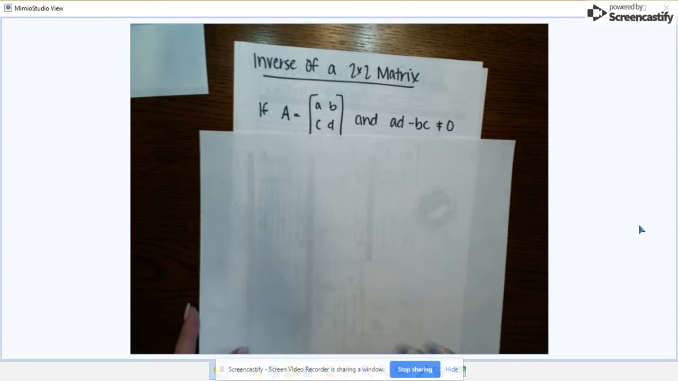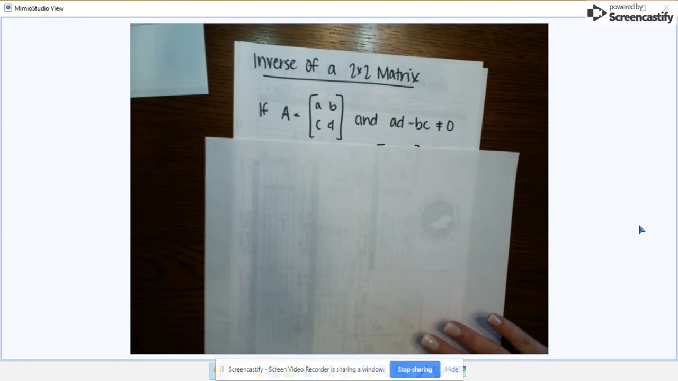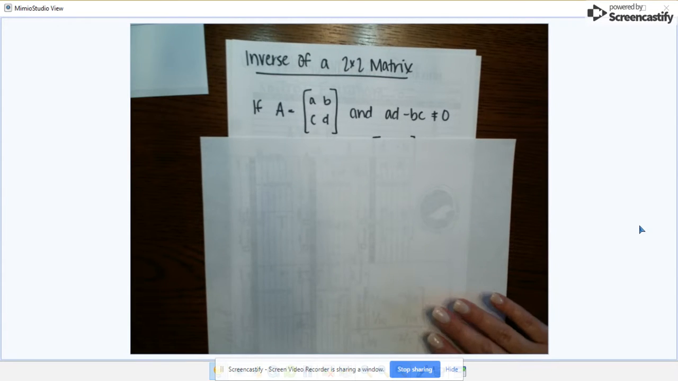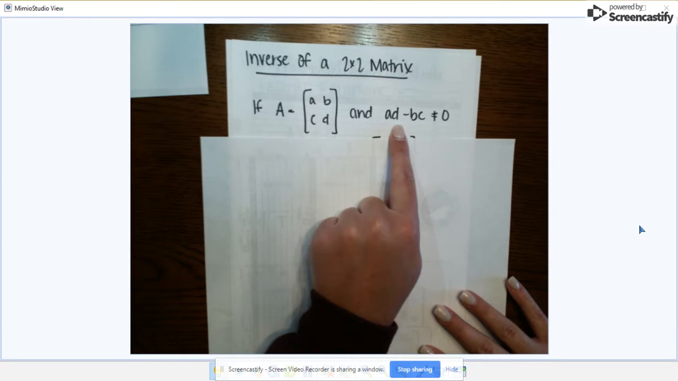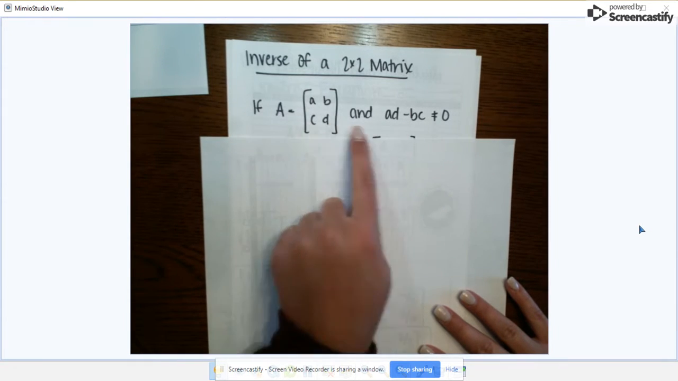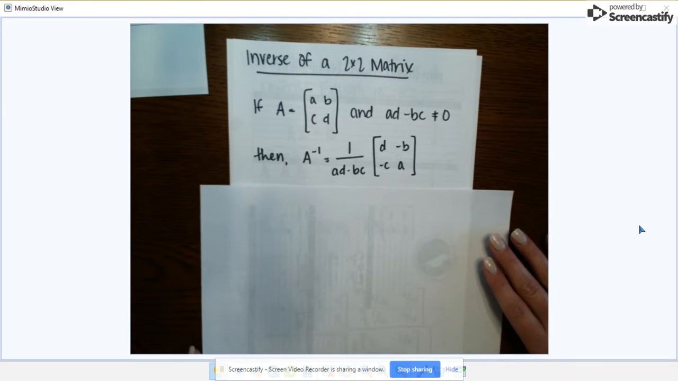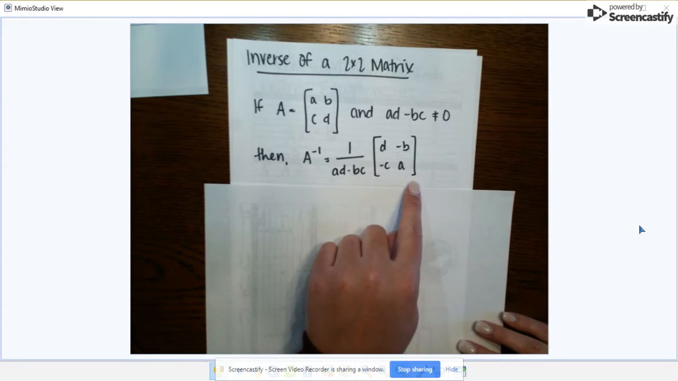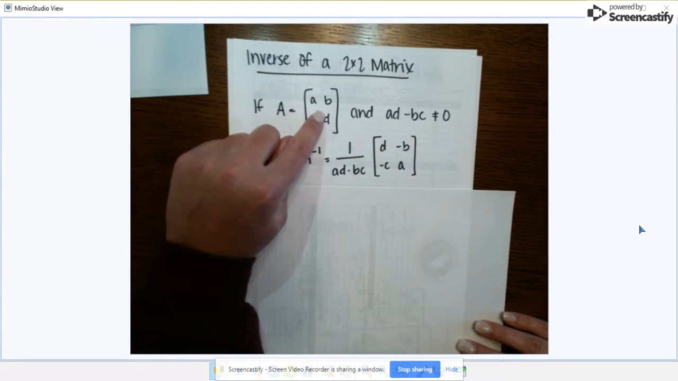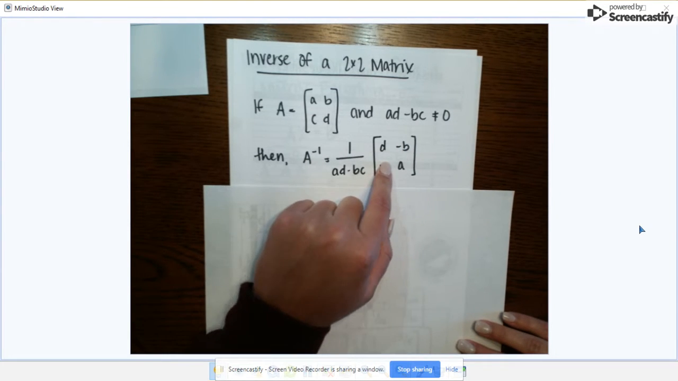Okay, so I'm going to teach you, instead of having to multiply every time to see if they're inverses, I'm just going to show you how to find the inverse of a 2 by 2 matrix. So here we have A being our matrix. We have to first verify that our determinant, so AD minus BC, is not 0. If it's not 0, we can find the inverse by taking 1 over my determinant times the matrix where I switch my main diagonal. So I switch my A and my D, and then I negate the other diagonal.